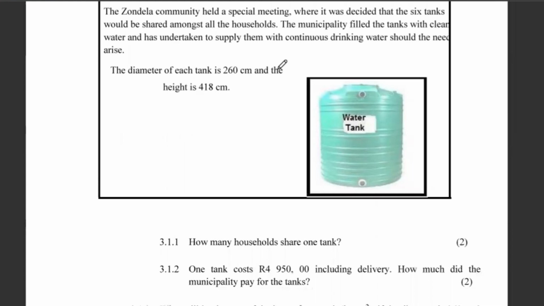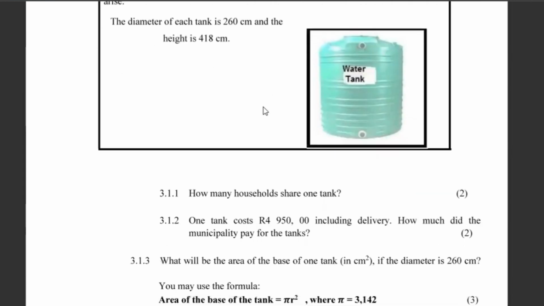The diameter of each tank is 260 centimeters. The height is 418. Okay, they are looking at this now. How many households share one tank? Remember, households were 108 and the tanks were 6. So we divide the number of households by the number of tanks, and we see that each tank will serve 18 households.